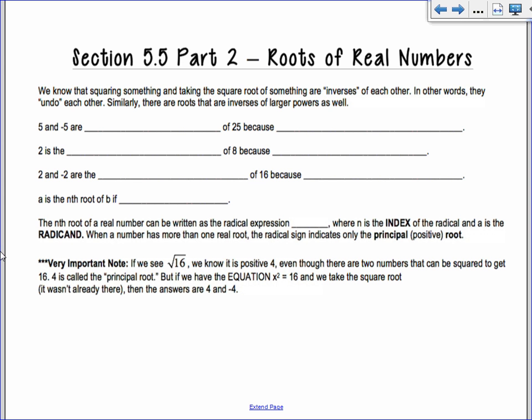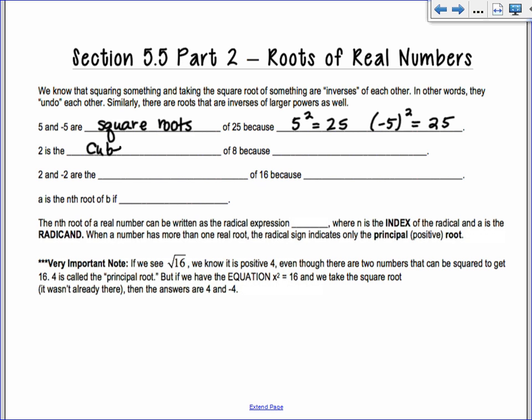Okay, so it says we know that squaring and taking the square root are opposite each other. So like multiplication and division are opposite each other. Addition and subtraction are opposite of each other. They're inverses. So they undo each other. So when I have 5 and negative 5, those are square roots of 25 because 5 squared is equal to 25 and negative 5 squared is equal to 25.